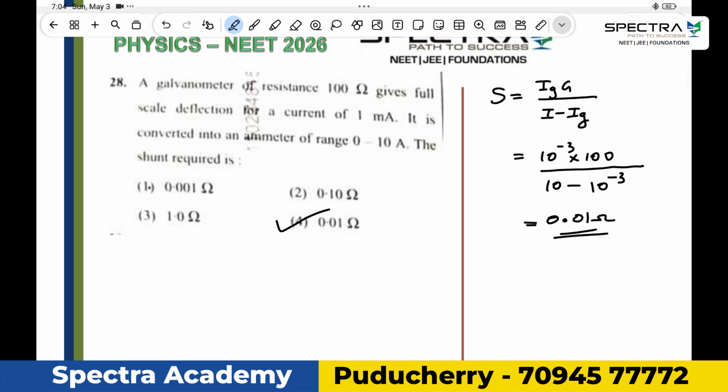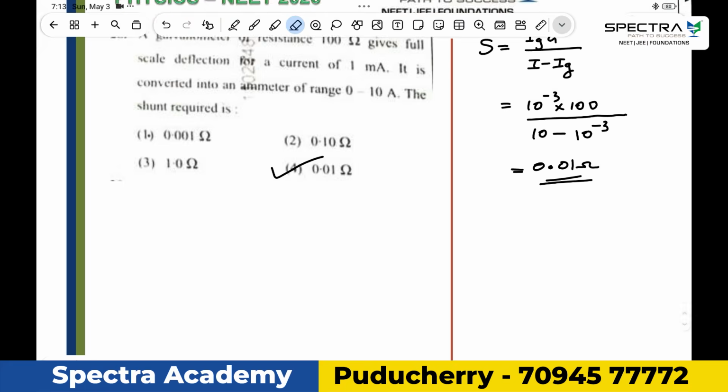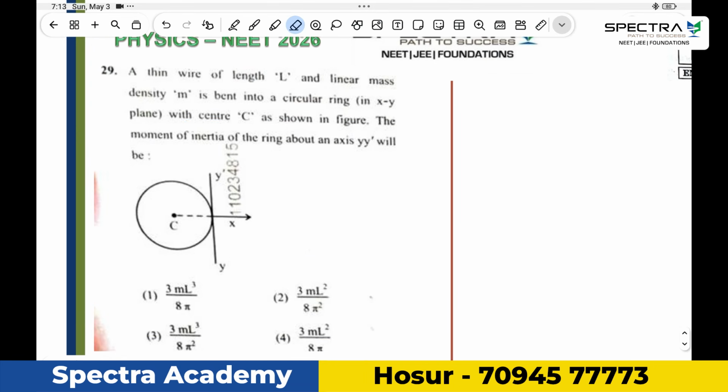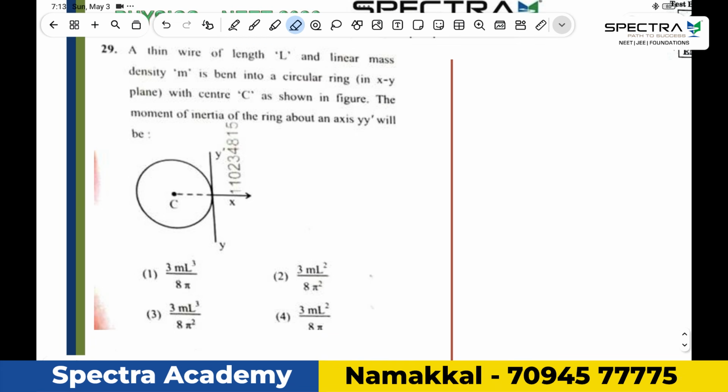Now these are simple questions, right? Now let's move to question number 29. A thin wire of length L and linear mass density m is bent into a circular ring in the xy plane with center C as shown in the figure. The moment of inertia of the ring about an axis y dash will be.